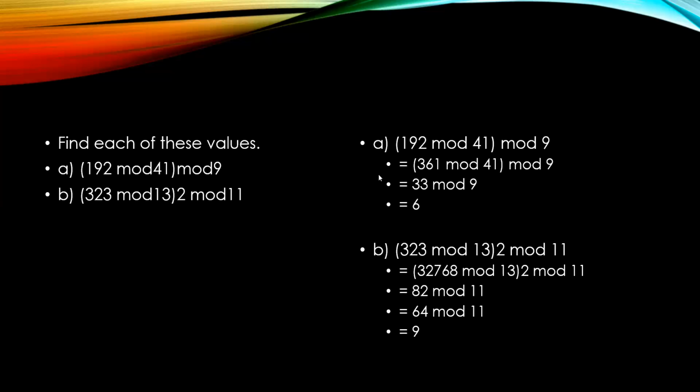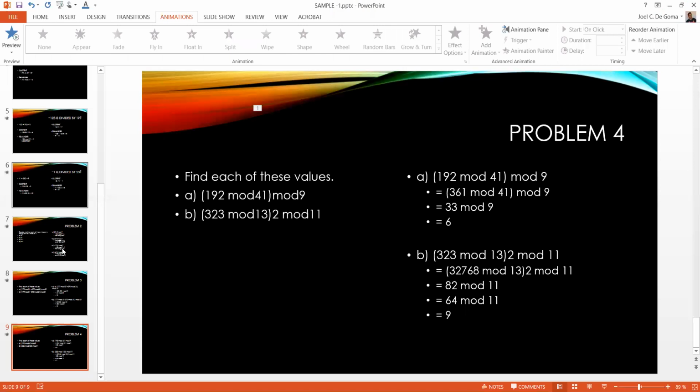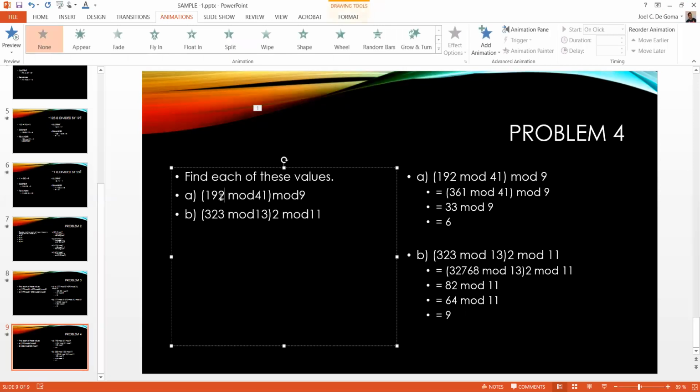So for letter A, evaluate first. And also this is squared, 19 squared. So I'm just going to correct it. So this should be squared.